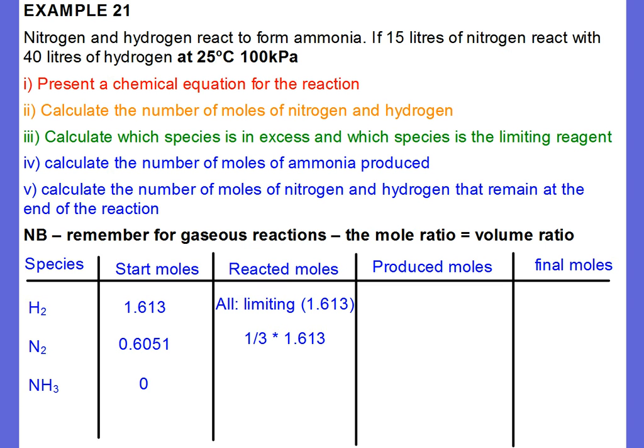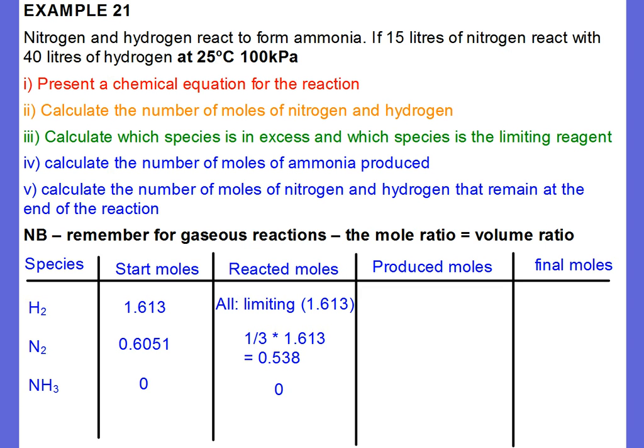The nitrogen, we've already calculated this. How much nitrogen reacts? Well, to react this 1.613 moles of hydrogen, we only need 1/3 as much nitrogen, which in this case is that 0.538. That's how many moles of nitrogen actually reacted. And how many moles of ammonia reacted? Well, none. It's not one of the reactants. It's one of the products.